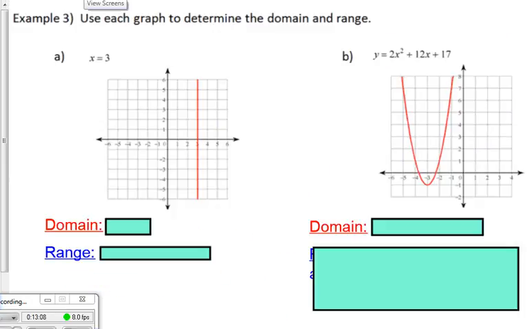So, example 3 then. We're going to do the same thing. We're going to find our domain and range by looking at graphs. Now again, these graphs are still relations. They're still sets of ordered pairs. It's just there's so many points so close together that when you draw it out, it looks like a line.